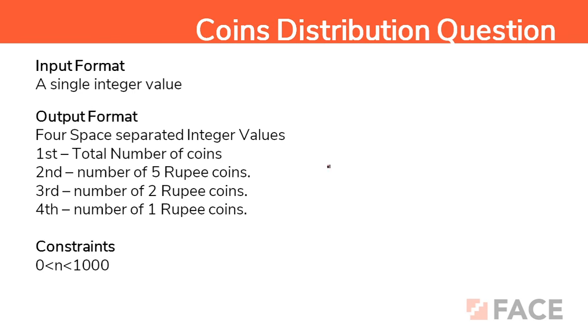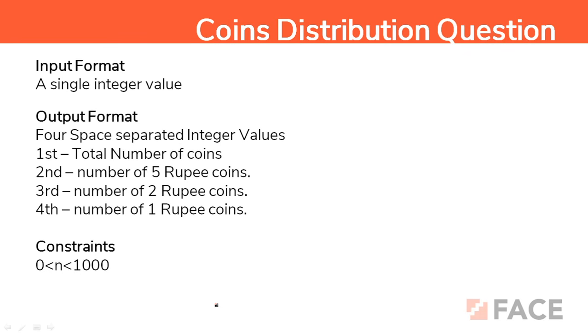Here they are talking about the input and the output format. So they are saying the input will be a single integer value that is given to us. And then in the output, there are 4 different items that we need to be printing. The items are first the total number of coins, second the number of 5 rupee coins, then the number of 2 rupee coins, and finally the number of 1 rupee coins. And they have also given a constraint that the rupee value given is between 0 and 1000.